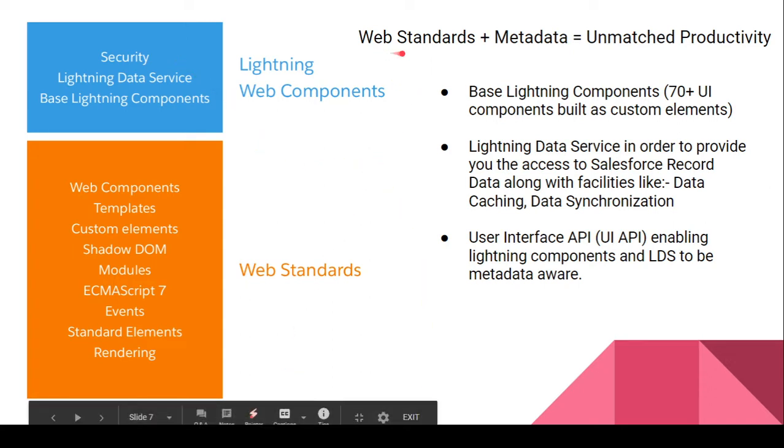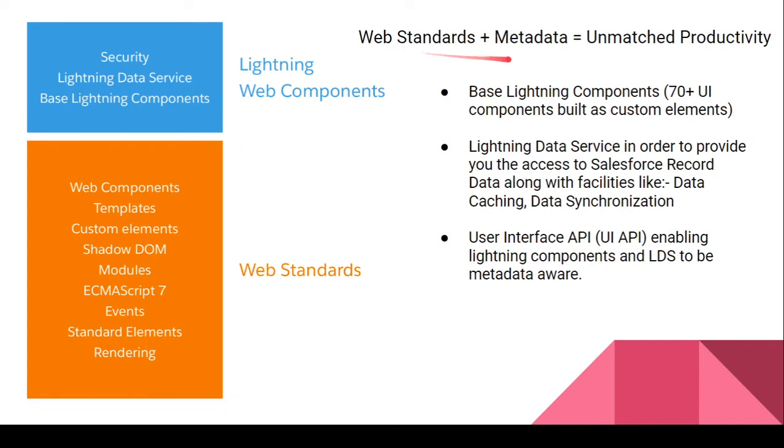So how did we get to know this? When we combined web standards and metadata, we got to know that we have an unmatched productivity because web standards are much more powerful. Core JavaScript is much more powerful. You can do everything in core JavaScript, and you just need some specialized services. For those particular specialized services, you are using frameworks. So right now in LWC we have base lightning components, around 70 plus UI elements, which are built as custom elements. So this is also where web standards are being used, because these UI elements are built as custom elements that you can also build using the web standards that are currently present in JavaScript, right?